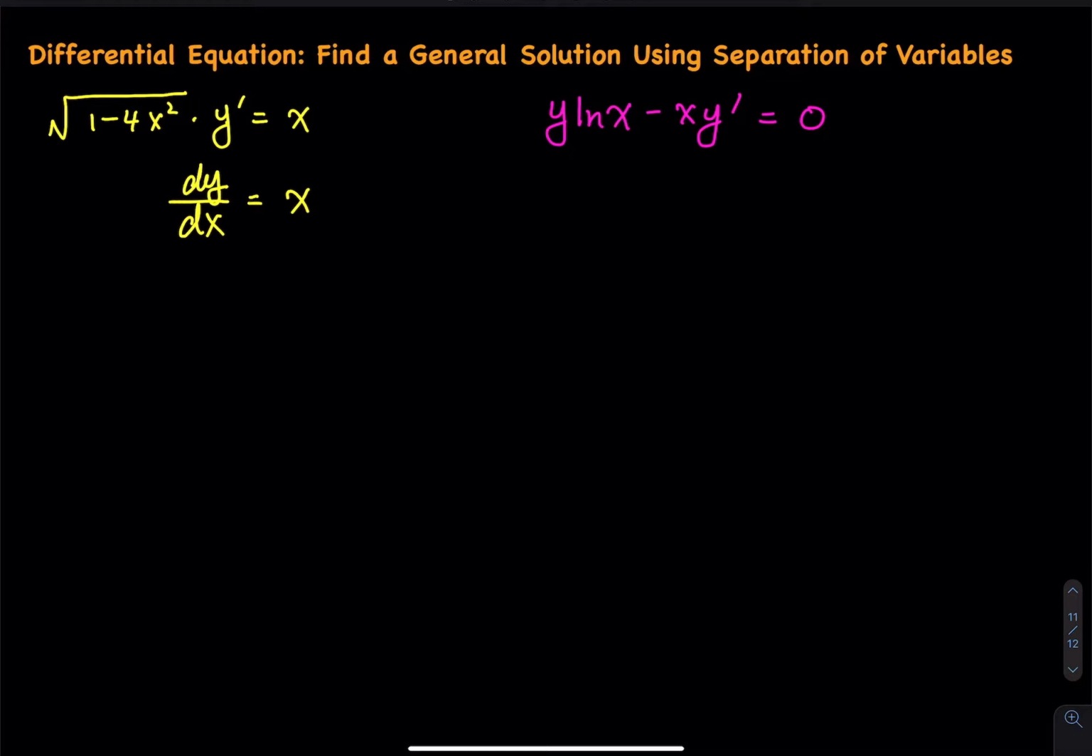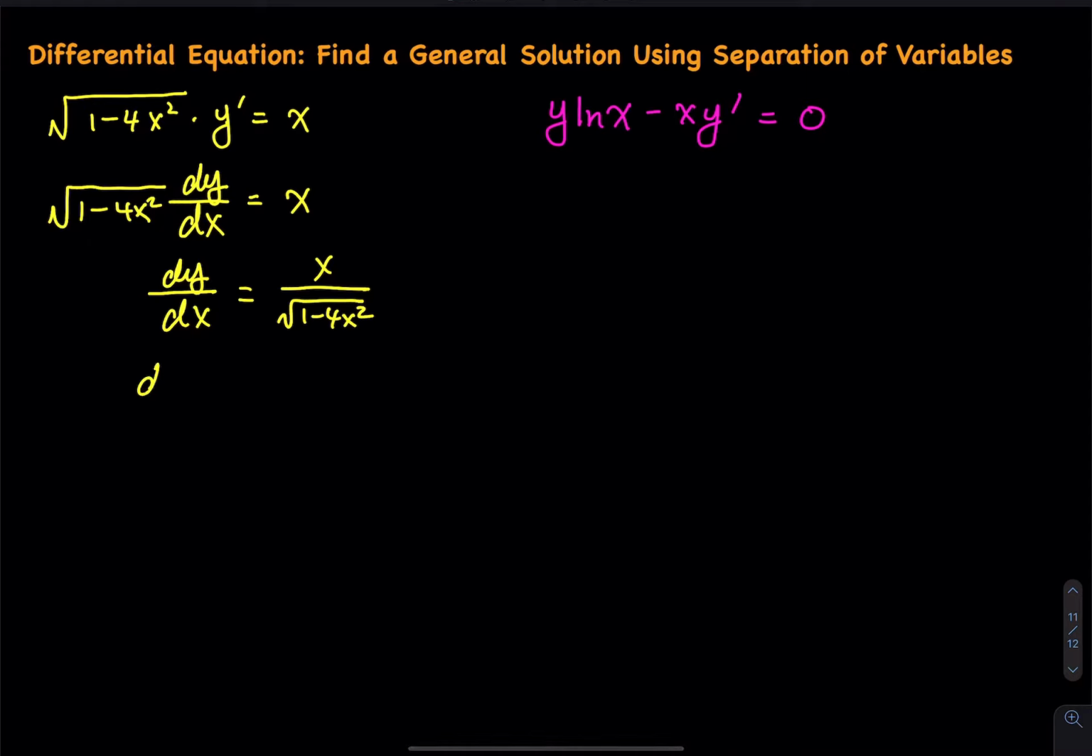So I will just do one more step for you. This is in a square root, and I would like to keep all the x on the left-hand side. So first I would like to divide both sides by the square root. We have dy/dx equals x divided by the square root of 1 minus 4x squared, and then we multiply the dx to the other side. So we have dy equals x divided by the square root of 1 minus 4x squared dx. Now all the y's are on the left, all the x on the right, the separation of variables is done, and we are ready to take the integral.